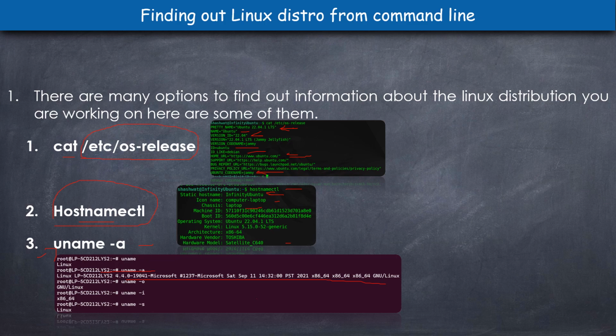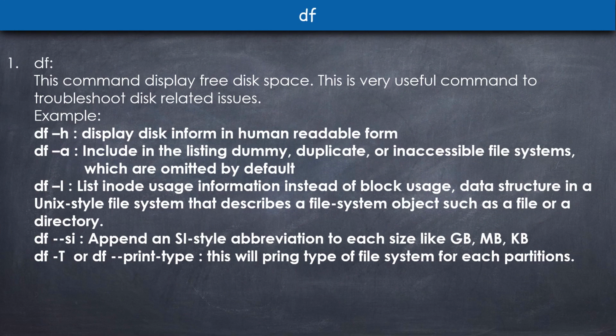So these are the kinds of things you can do to get information about your system, using os-release, hostnamectl, and uname -a. So let's move to the next command. df. This will display the free disk information. df -h is a very useful command to troubleshoot things related to disk usage. What disks are present, what the partitions are, all those kinds of things we can troubleshoot using this.